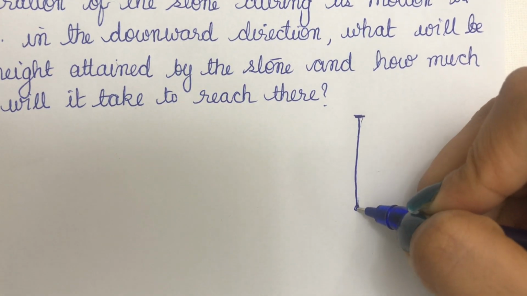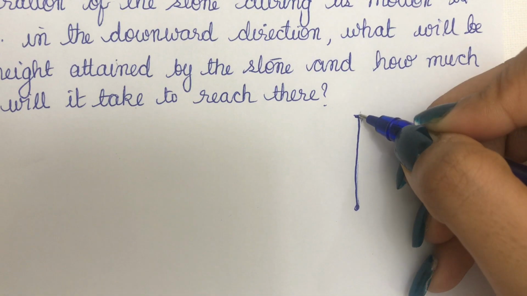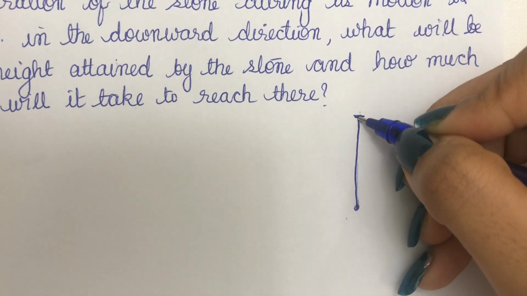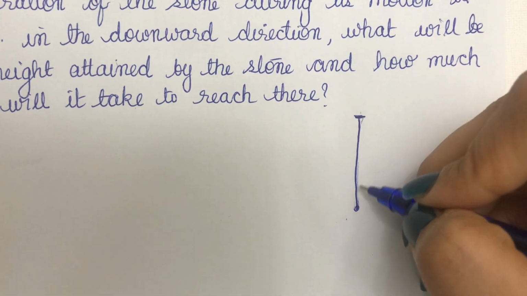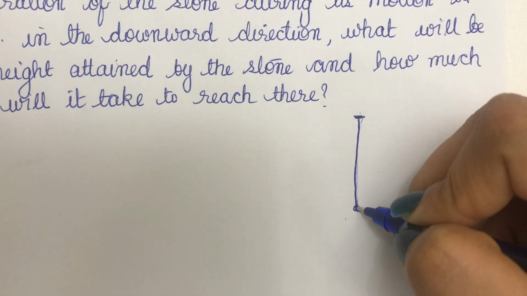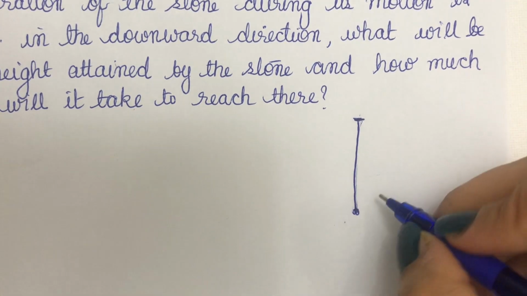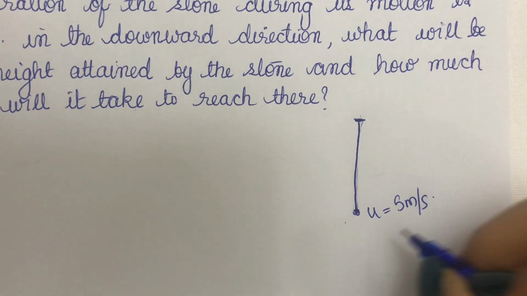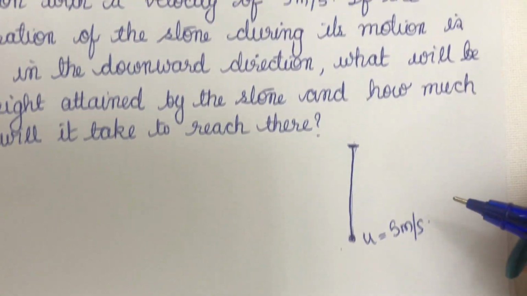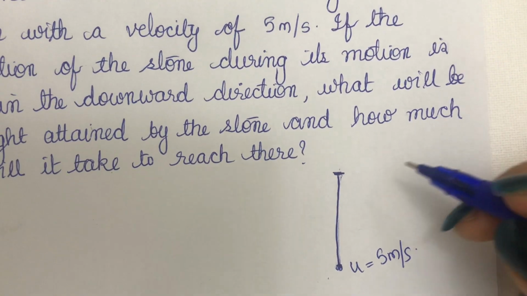Whenever an object is thrown upward, it comes down, right? Due to the gravitational force, it comes down. Here the stone is thrown in a vertically upward direction with a velocity. So u is what? 5 meter per second, because it's shown here. It's thrown upward at 5 meter per second.